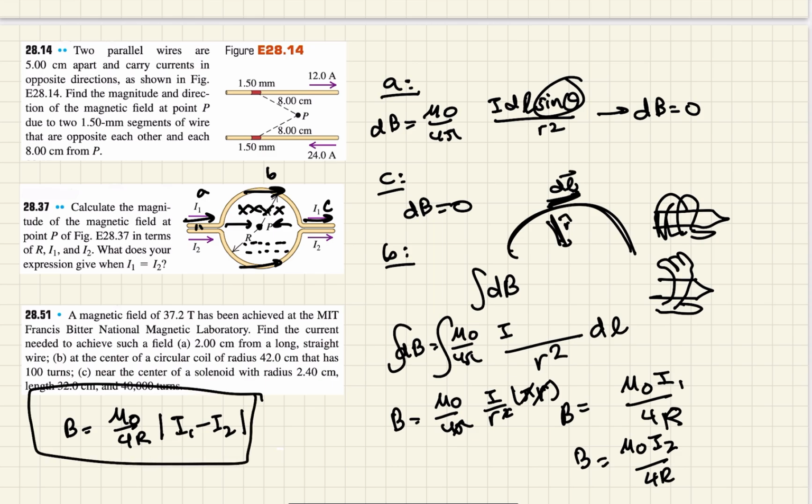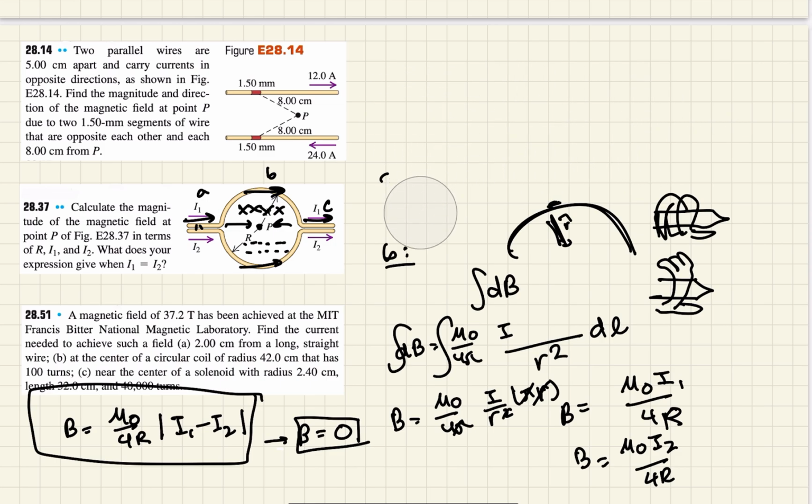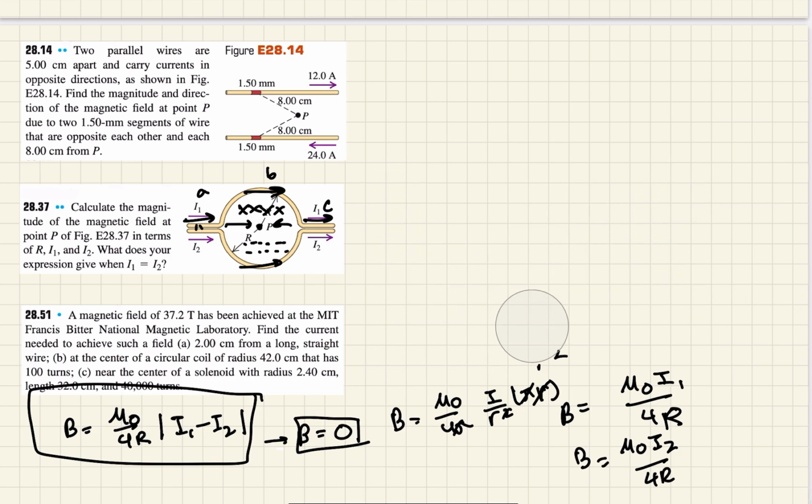So that's your equation. And what does your expression give when I1 equals I2? Well, I1 equals I2 means I1 minus I2 is 0, so everything becomes 0, which means the magnetic fields cancel off. So you get B equals 0. So yeah, like I said, that was the tricky one, where you actually had to do some work with calculus and integrate it, but we got there in the end.